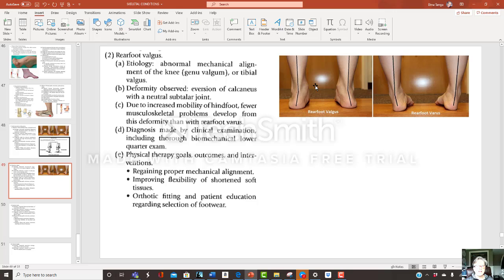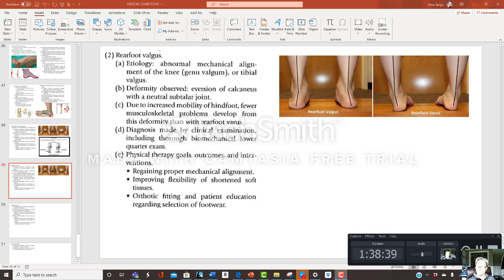Deformity observed: eversion of the calcaneus with the neutral subtalar joint due to increased mobility of the hindfoot. Fewer musculoskeletal problems develop from this deformity than with rear foot varus. Diagnosis is made by clinical examination, including a thorough biomechanical lower quarter exam. Physical therapy goals, outcomes, and interventions: regaining proper mechanical alignment, improving flexibility of shortened soft tissues, orthotic fitting, and patient education regarding selection of footwear.